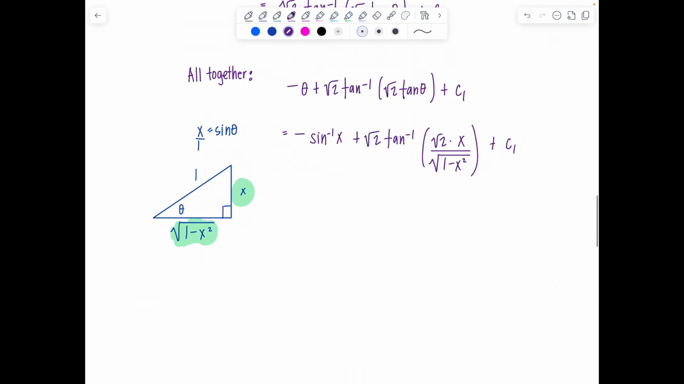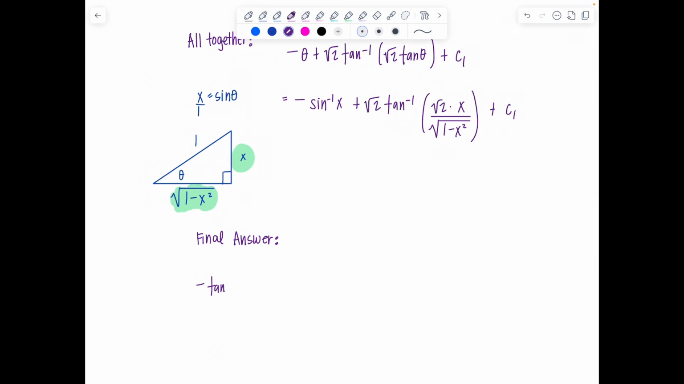Okay, so the final answer altogether, we made it, guys. We made it. And you know what? We didn't really have to rename constants. So here we go. Final answer is going to be negative tan inverse of x times the square root 1 minus x squared minus sine inverse of x, very good, plus rad 2, I didn't like that radical, not one bit, rad 2 tan inverse of rad 2x over square root 1 minus x squared. I'll just put plus c at the end and box it and call it a day.